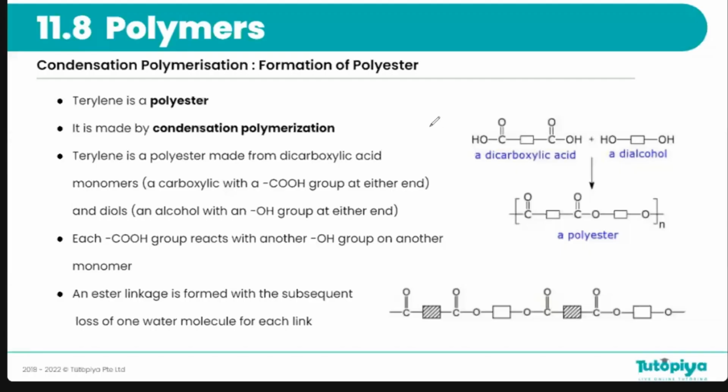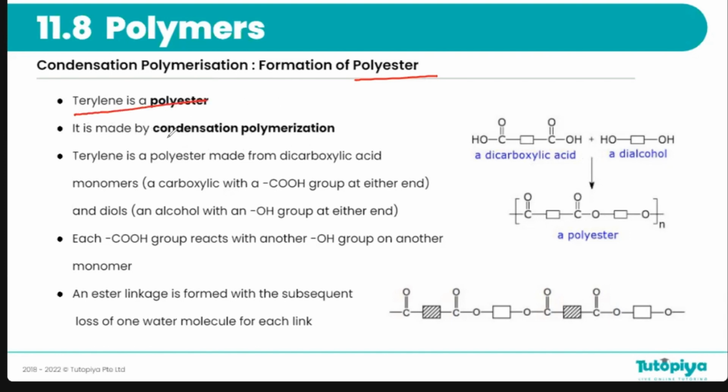Now let's look at condensation polymerization. Now, it is condensation polymerization that results in an ester linkage or an amide linkage. First, let's look at the formation of polyester. Here you will see an ester linkage. Now, one type of polyesters is called terylene.